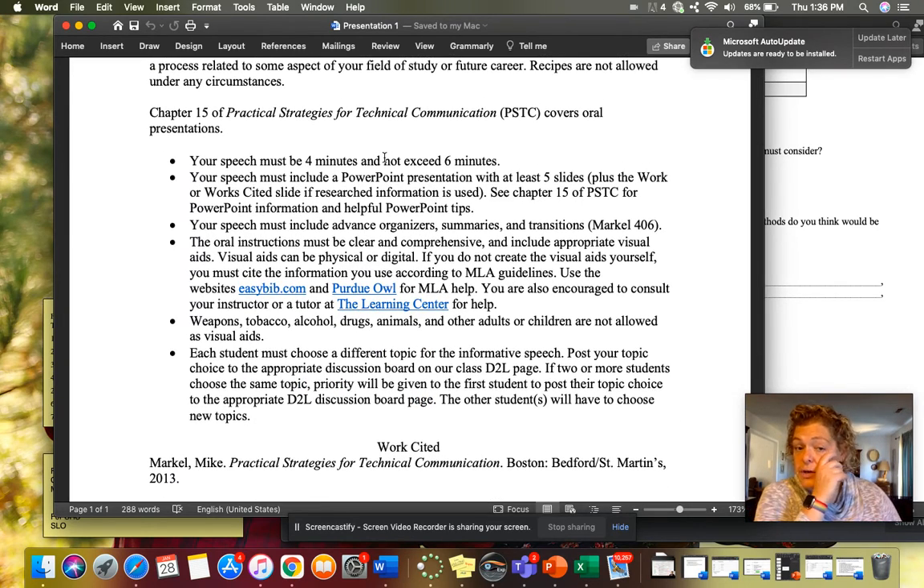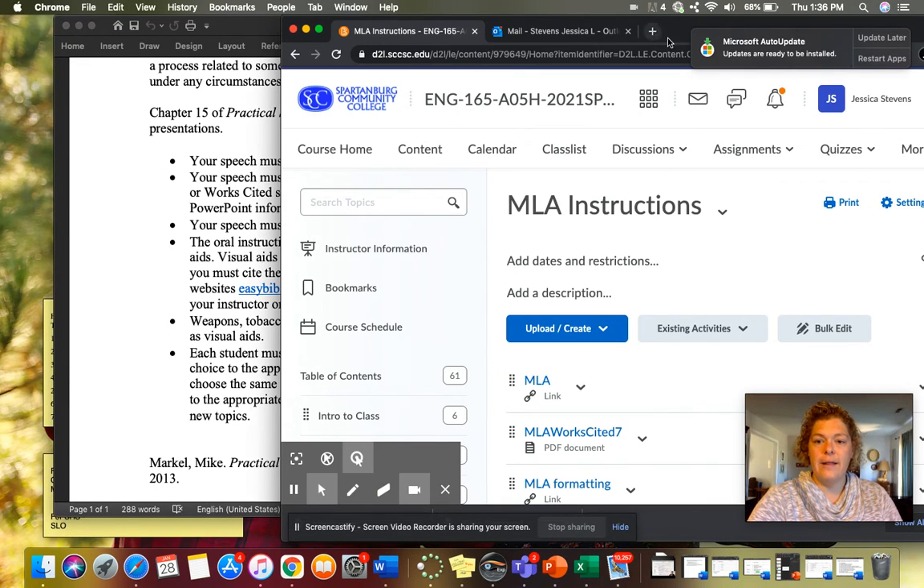Your speech is going to include a PowerPoint presentation with at least 5 slides, including a works cited if research information is used. So if you use research information, if you pull resources, you have to have a works cited. On D2L, there is a folder about works cited. Here we go. It's called MLA instructions.